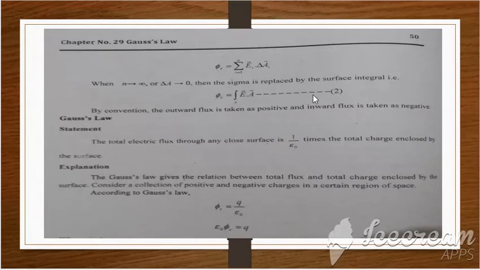Then the sigma is replaced by the integral, the surface integral. This is the surface integral when n approaches infinity and delta A approaches 0. By convention, the outward flux is taken as positive and inward flux is taken as negative, because from the positive charge electric field lines originate and come out, and for the negative charge electric field lines enter into it.